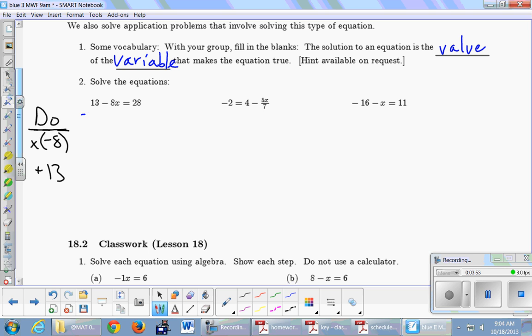Okay, so subtract 13 from both sides. At some point, I'm going to stop insisting that you write subtract 13 from both sides, but that point is not today. So please continue to write it for now. And on the left-hand side, what do we have? Negative 8x, thank you. Right-hand side? 15. And then how do we get rid of that negative 8? We divide. Divide both sides by negative 8.